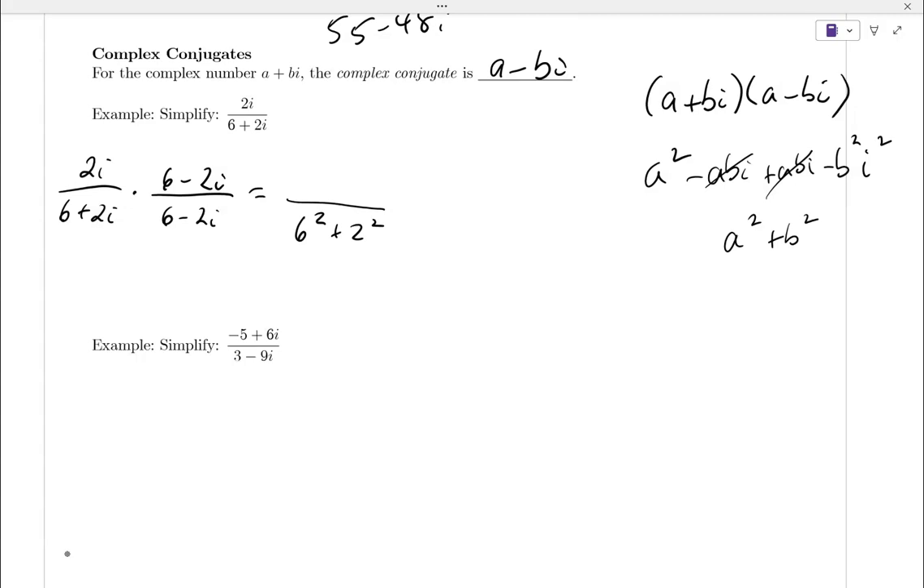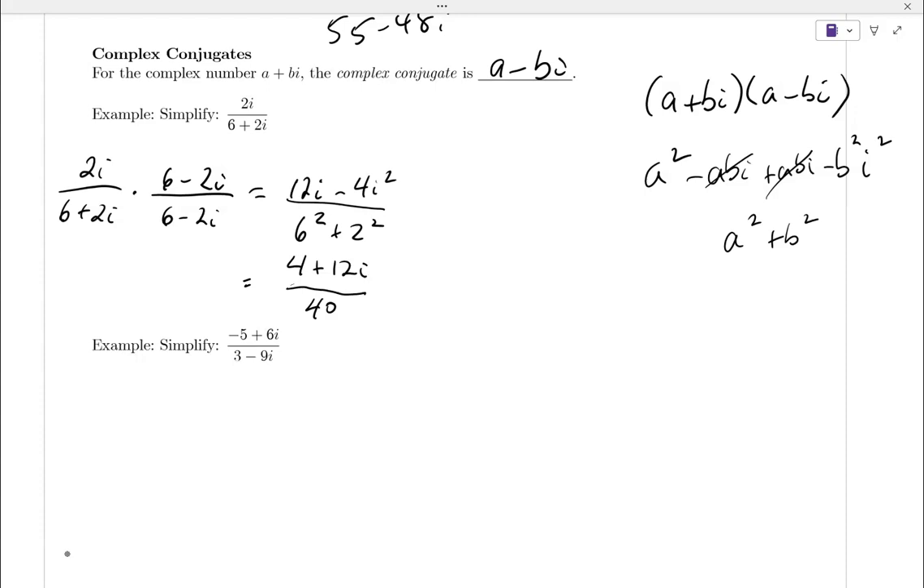What do you get when you distribute the top? When you distribute that 2i through, what do you get? Yeah, 12i minus 4i squared. And we just said a second ago, what can you replace the i squared with? -1. So on top we'll get 4 plus 12i, because that i squared will change that minus sign to a plus. And on bottom we get 36 plus 4 is 40. Notice that the i term went away.